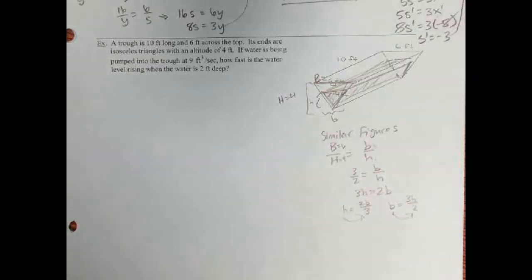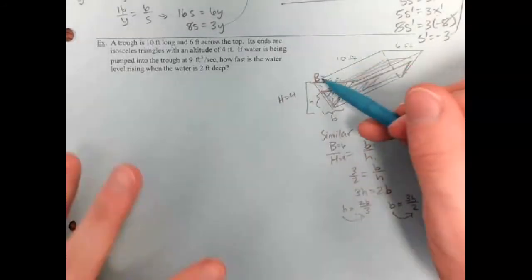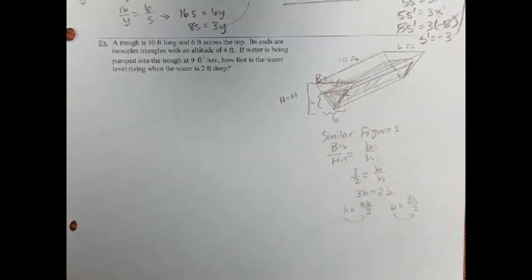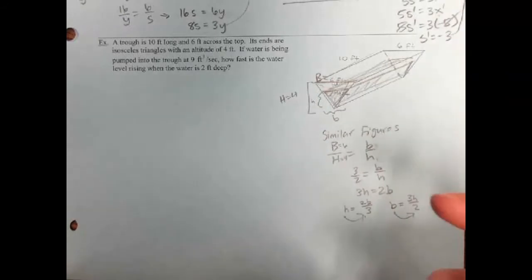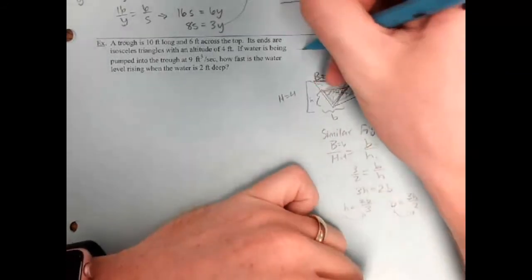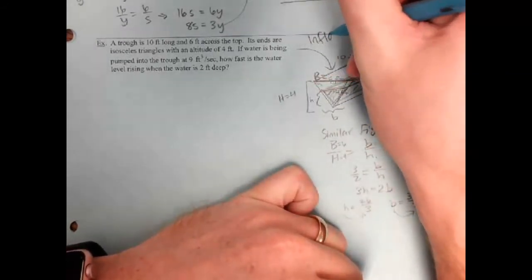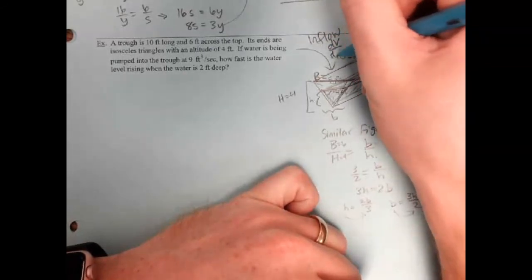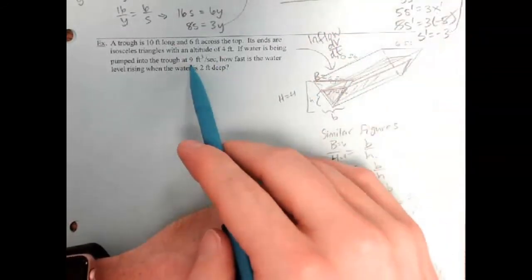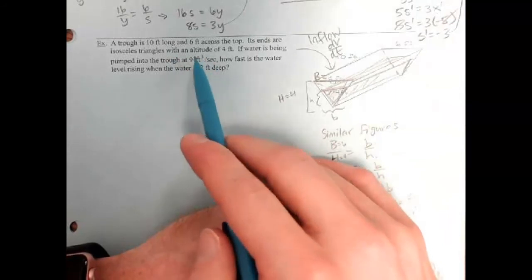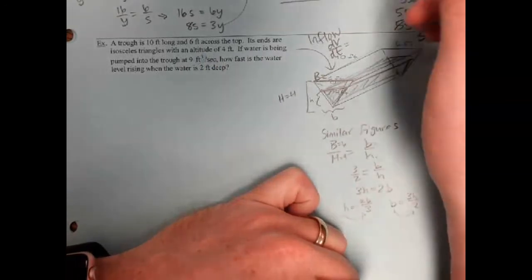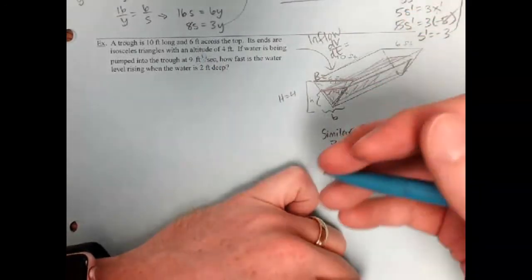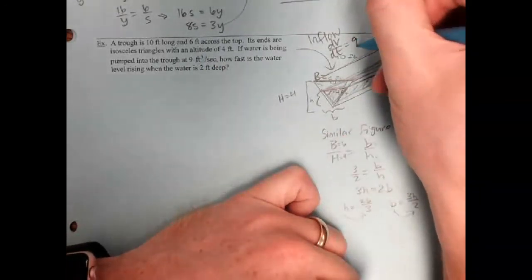Okay, let's think what this question gives me. It says a trough is 10 feet across the top. That's kind of like the width, so that's good. 6 feet across the top. That's your big B. Height of 4, so that's good. Water's being pumped into the trough, so we've got an inflow. That's your dV dt. Again, pay attention to the units. It says 9 feet cubed per second. So it's units for volume over time. So that's your dV dt. And if you're pumping water in, the volume is increasing. So the dV dt should be a positive 9.